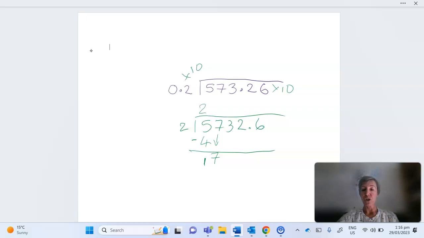17 divided by 2 goes 8 times. 8 times 2 is 16. I'm going to minus that and I get a remainder of 1 again. I'm going to bring down my 3. 13 divided by 2 goes 6 times. 6 times 2 is 12. I have another 1 remainder.